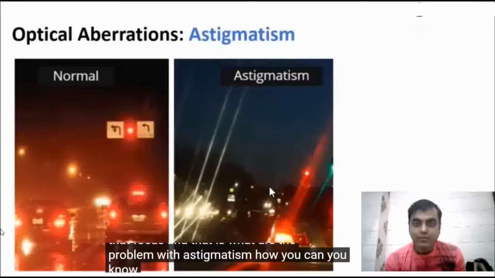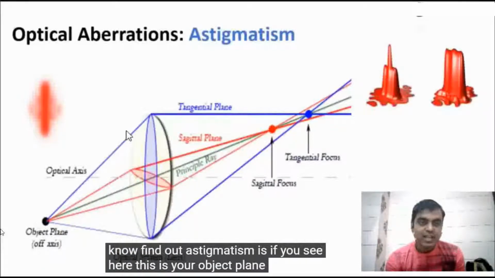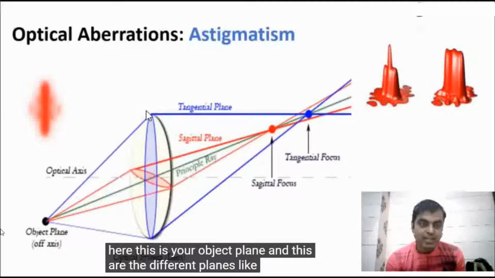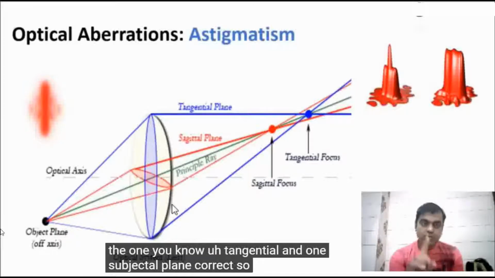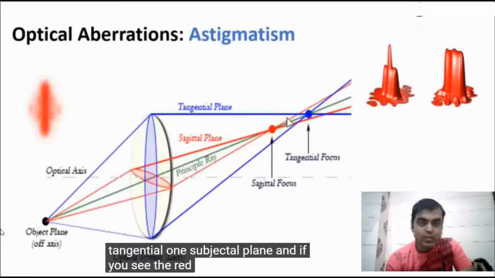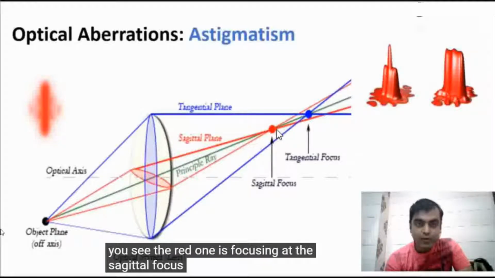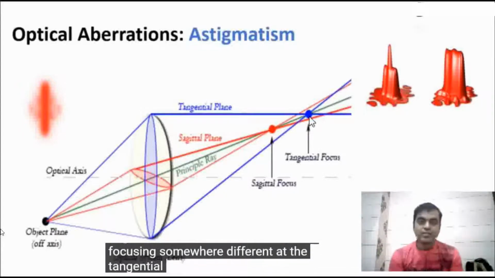How you can find out astigmatism is, if you see here, this is your object plane, and these are the different planes, like if I said, one tangential and one sagittal plane. Correct. So one tangential and one sagittal plane, and if you see, the red one is focusing at the sagittal focus, whereas the blue one is focusing somewhere different at the tangential focus.